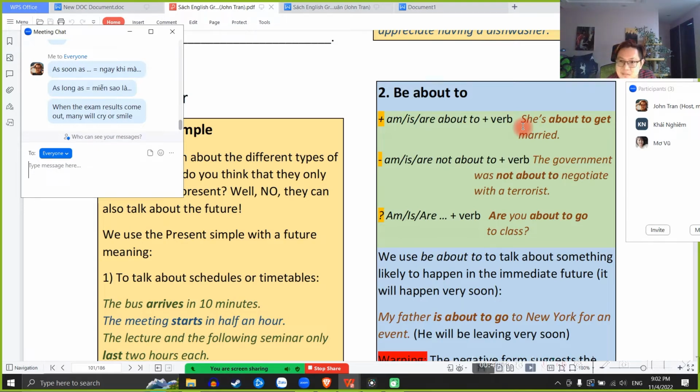Class là sao em? Em đọc lại câu thứ hai. The government was not about to negotiate with a terrorist. Negotiate with a terrorist. Question. Is plus verb. Are you about to go to class?